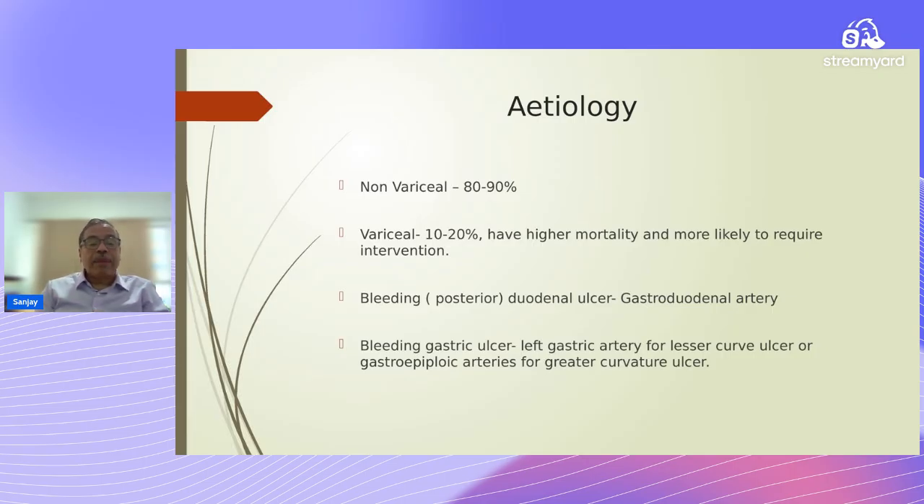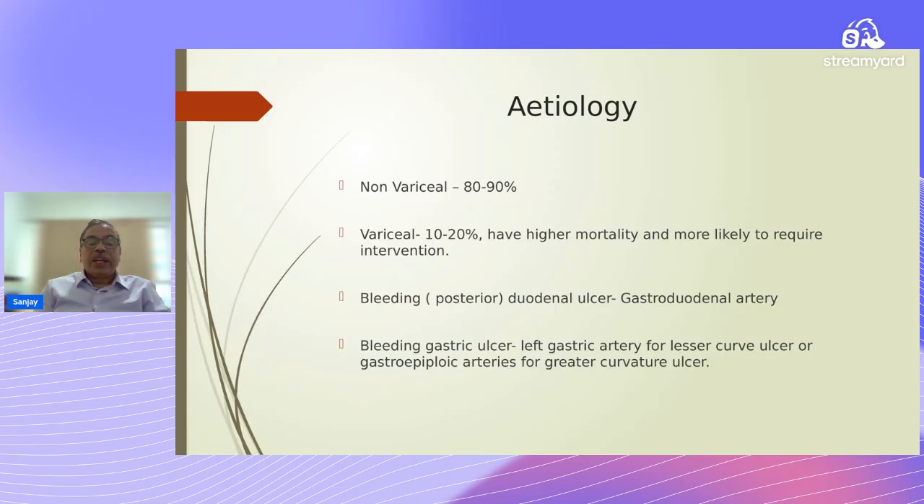Though the incidence of variceal hemorrhage is less, it has higher chances of mortality, and variceal bleeds are more likely to require some sort of intervention. That means they are less likely to subside spontaneously with supportive care, and they would require intervention to control the hemorrhage. Most of the bleeding, especially in a peptic ulcer like a duodenal ulcer, which is one of the commonest causes, occurs posteriorly. That means the ulcers which are situated posteriorly would lead to bleeding.